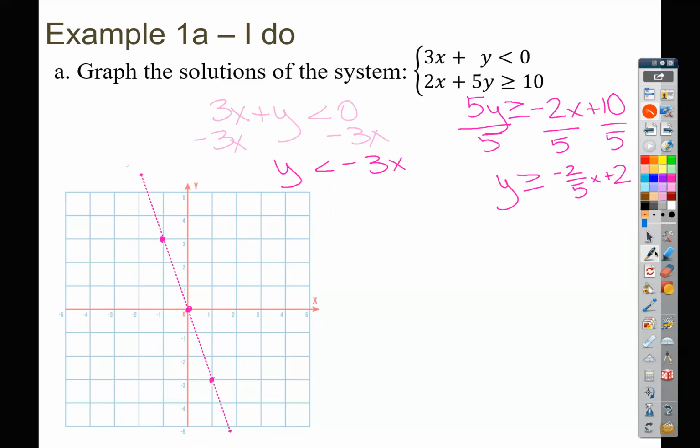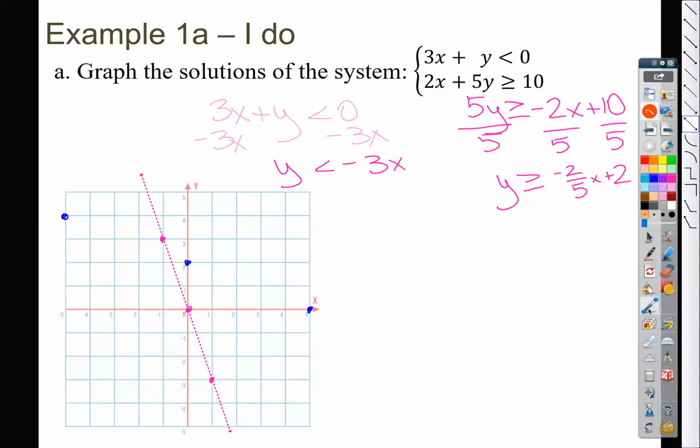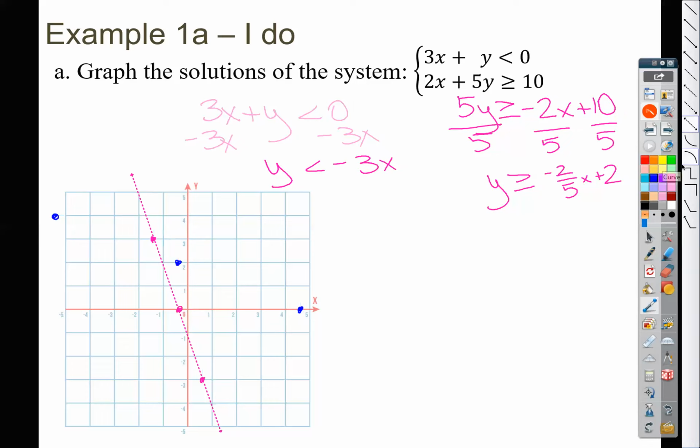All right, now the next one, we're going to start at a positive 2. And I'm going to go down 2 over 5 or up 2 over 5 this way. And let me plot that graph with a solid line. That is a solid line because it says or equal to. So let's try this. There we go.